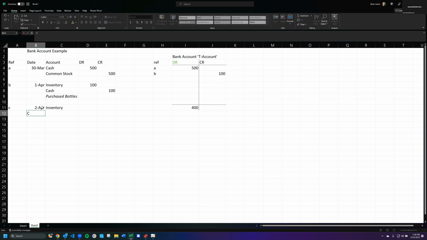Let's do cash here. And let's say that the soap was $100. Let's make it a different number, 150. And it came out of cash for 150, purchased shampoo, let's say. And then, right, so this 150 is C, and this is here, okay?